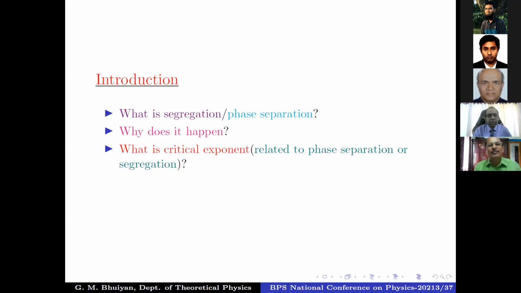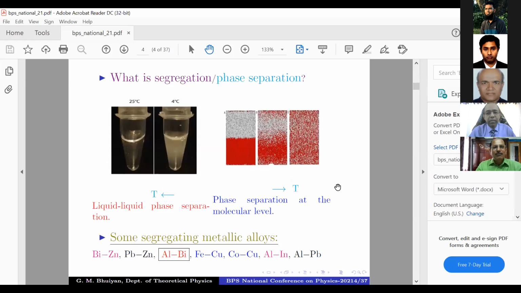Okay, the third slide. So, introduction. In the introduction, I have 3 questions. What is segregation or phase separation? Why does it happen? What is the critical exponent related to phase separation or segregation? So I'll talk one by one. On the first question: what is segregation or phase separation?